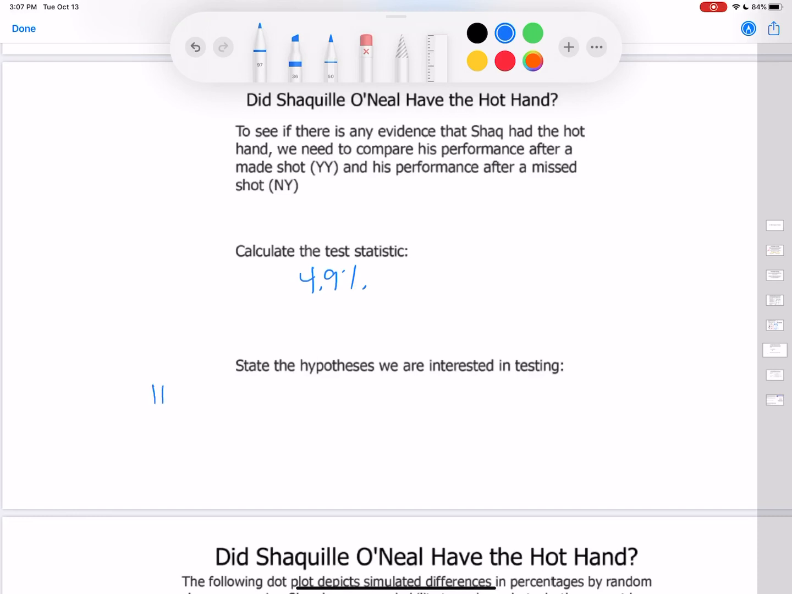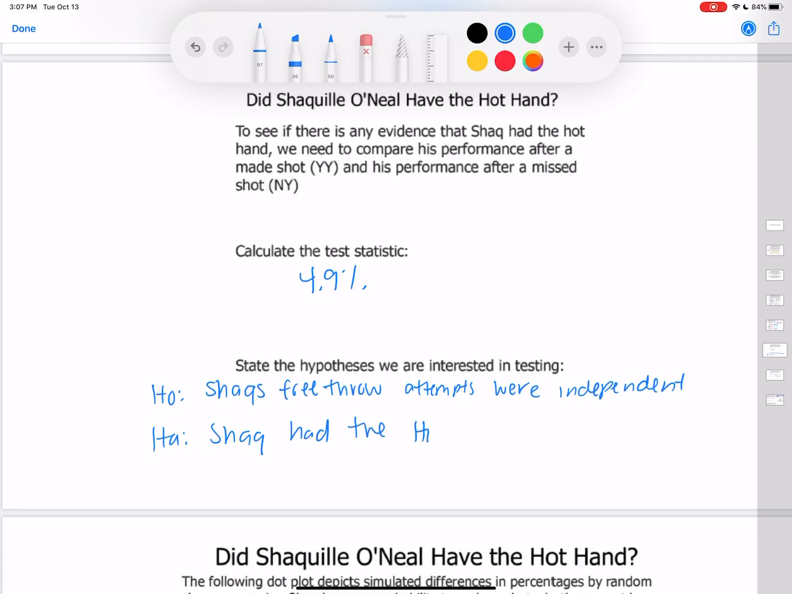The hypotheses that we're testing are no different than really any of the other ones. So we'll say Shaq's free throw attempts were independent. And again, independent means he had the same ability to get a success after a success or failure. And then we'll say for the next one, Shaq had the hot hand. And hot hand, this time, means a greater ability to get a success after a success.